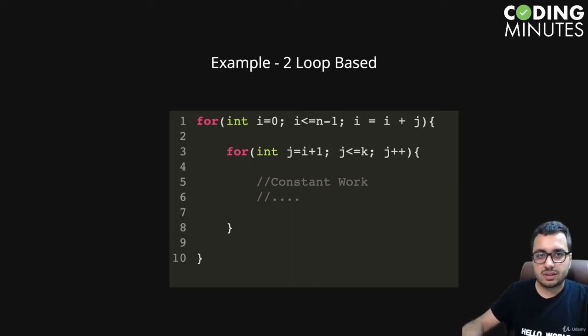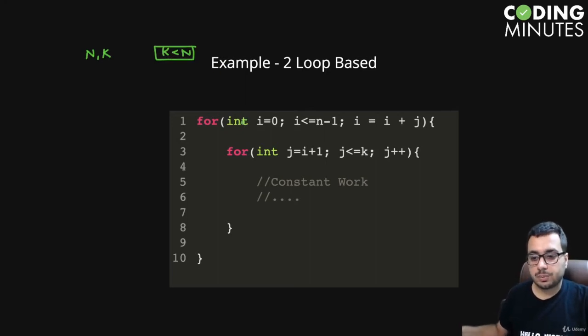Hi everyone. So let us look at another loop based code and try to find out the complexity of this code. This is going to be a bit tricky if you look carefully. In this example, we have two variables, one is n and one is k. And let's say k is a constant which is less than n. This is something we can assume for now.